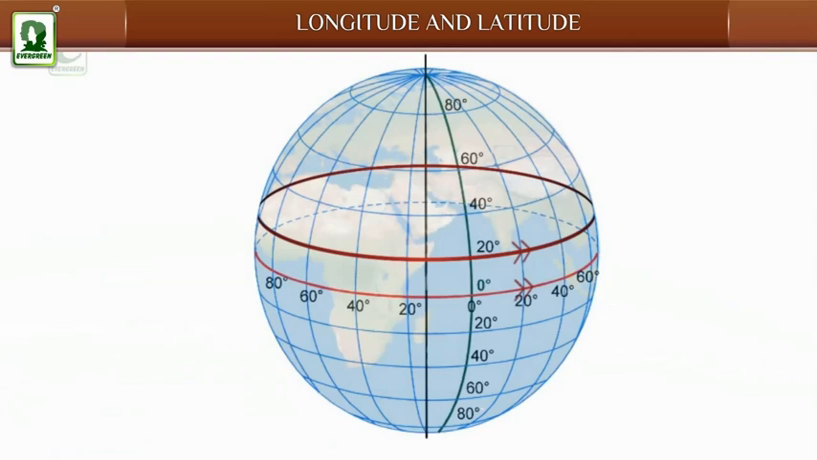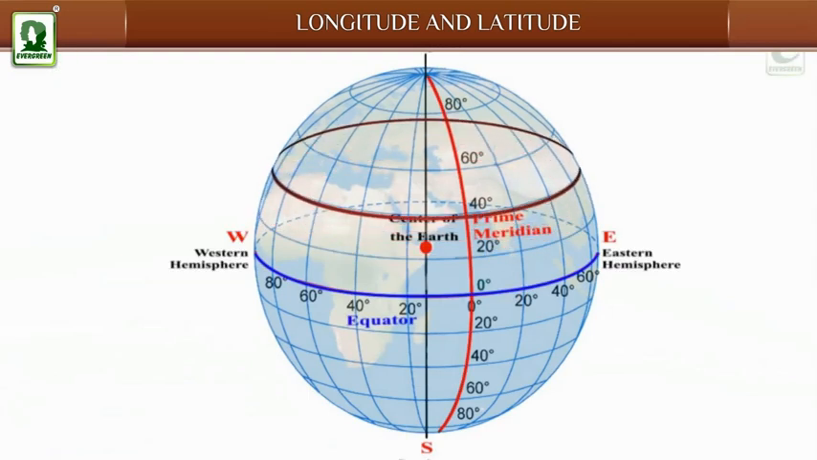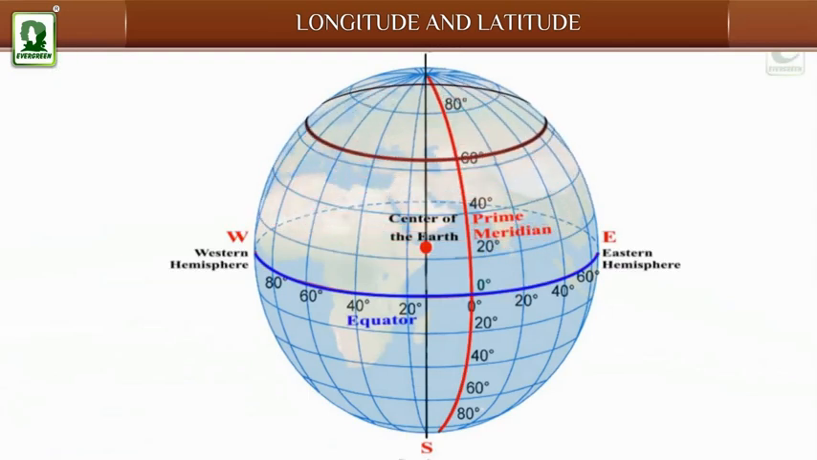The lines of latitude form full circles. As we move close to the poles, the circles keep getting smaller. In fact, the North Pole and South Pole are just points.